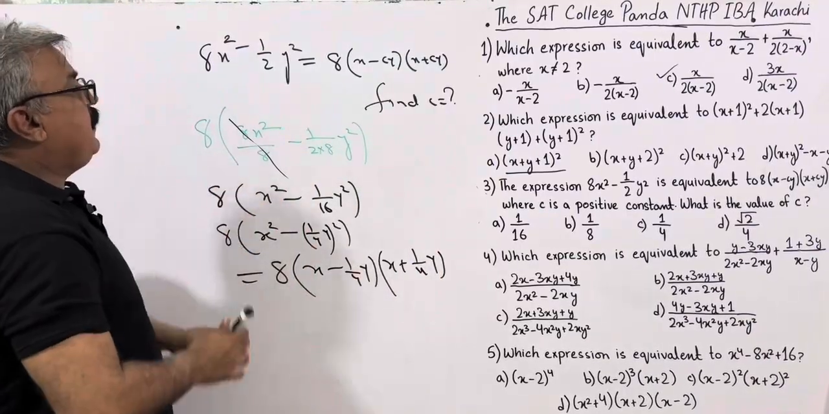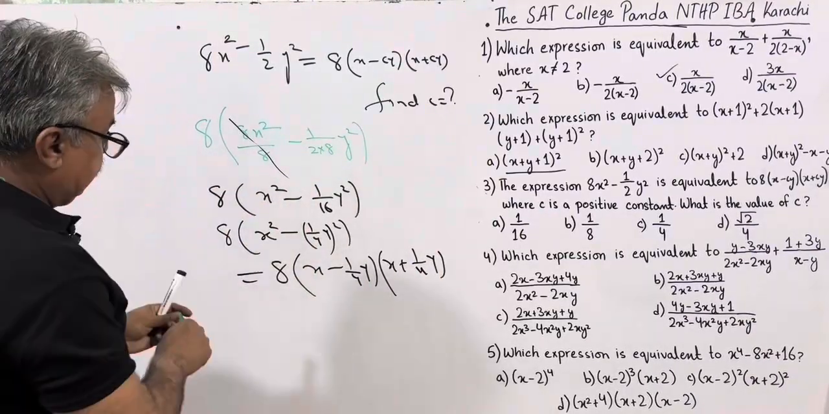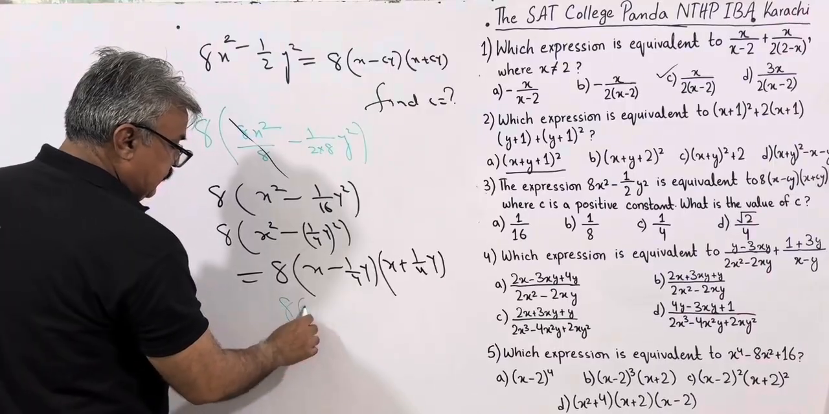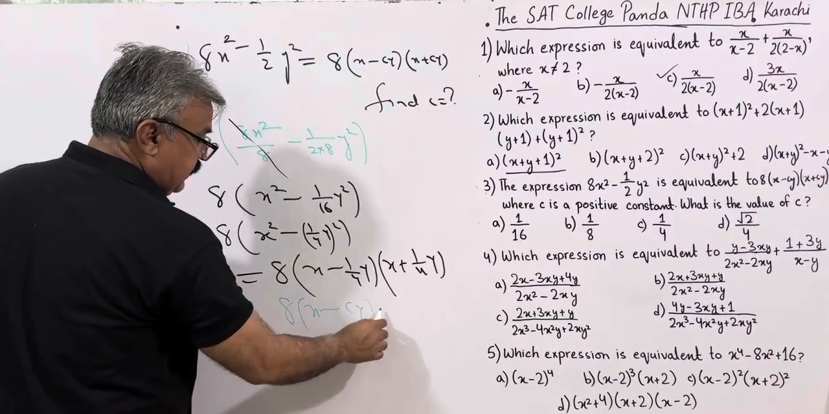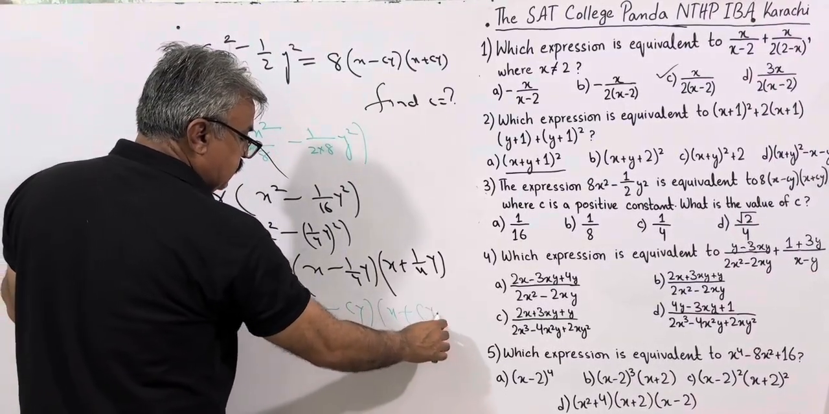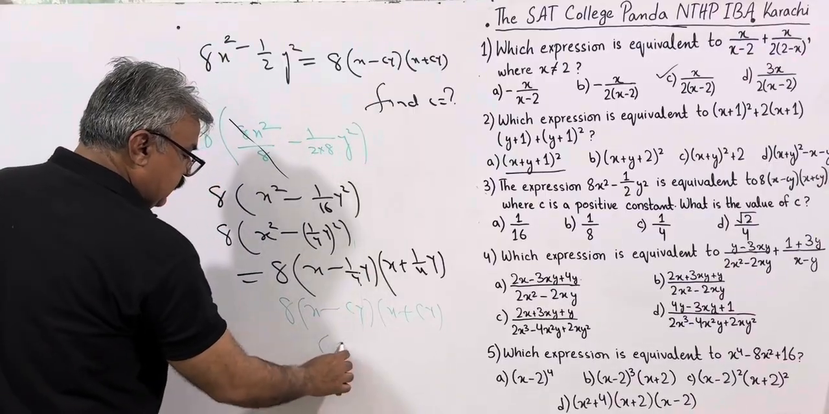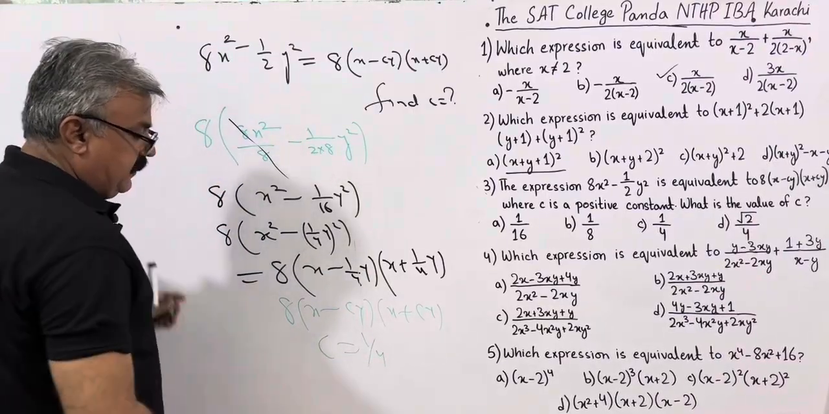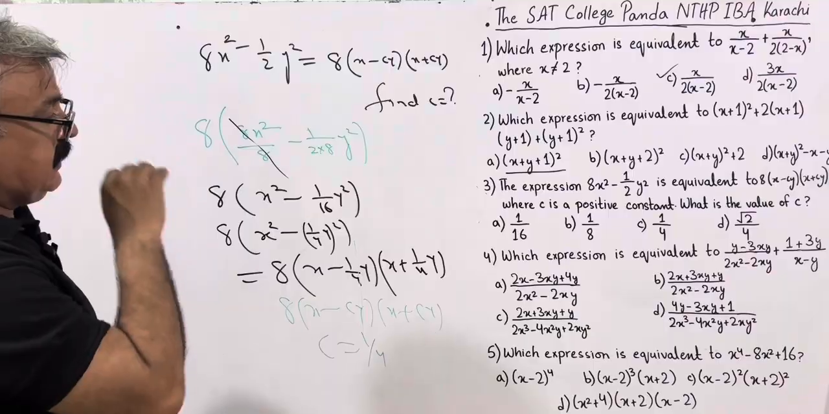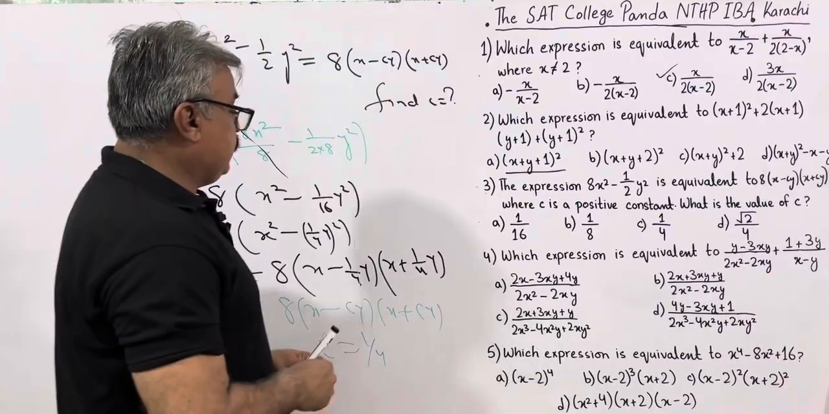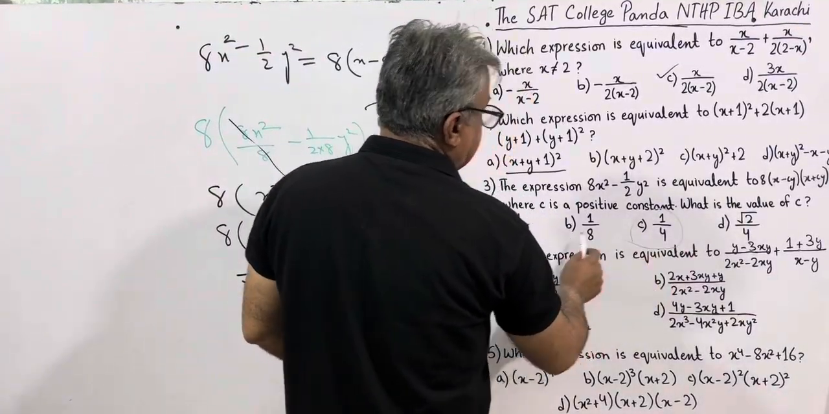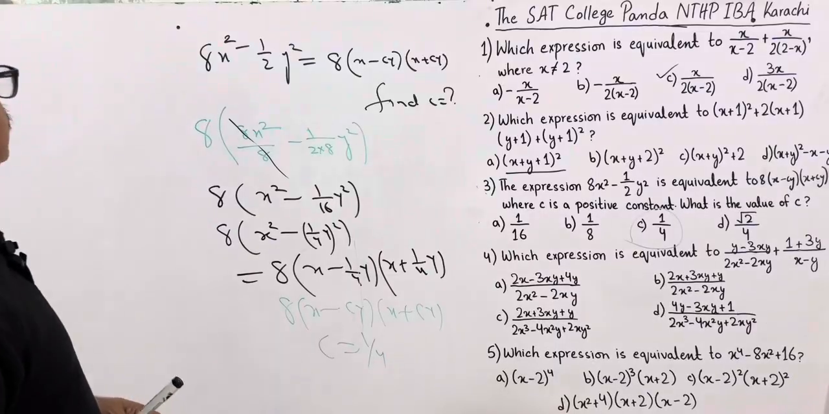Just compare with what has been given to us, that is 8 times x minus cy, x plus cy. On comparing, one can easily arrive at the result c is equal to 1 upon 4. So in that question, c is equal to 1 upon 4 is our answer.